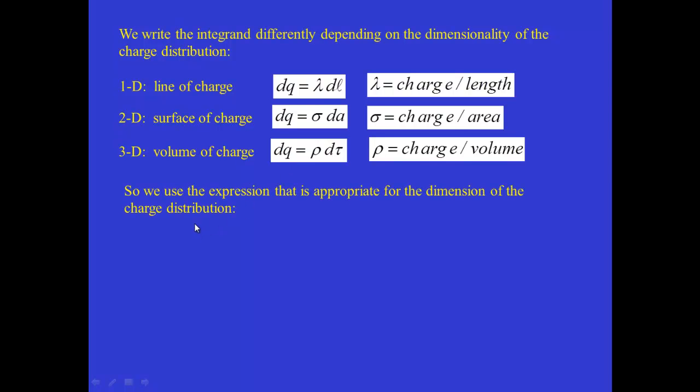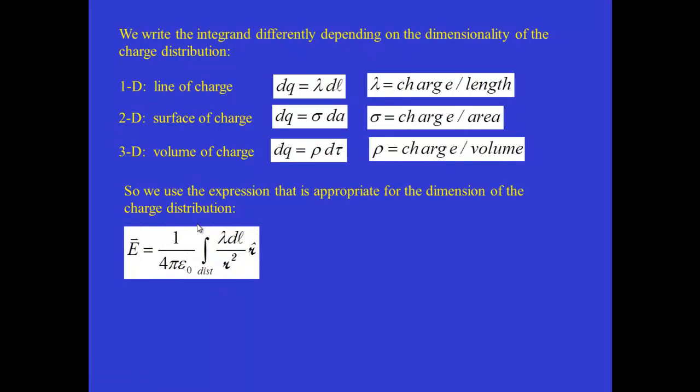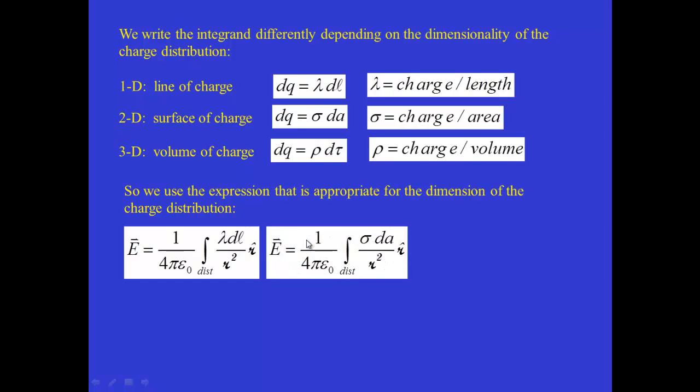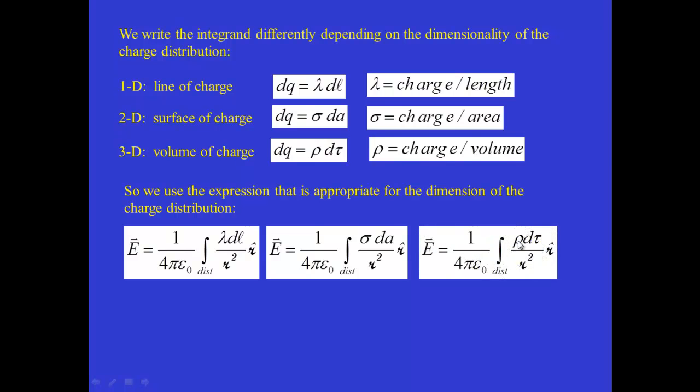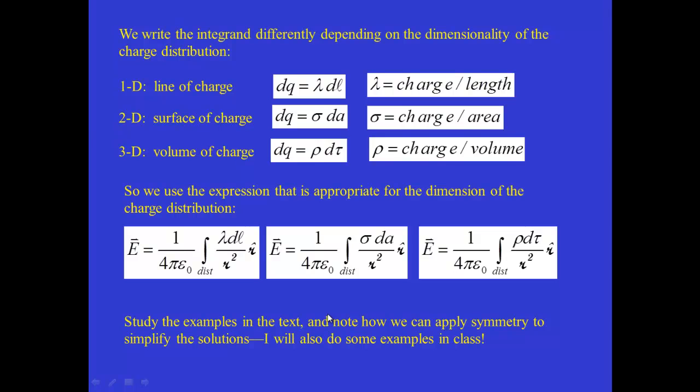For the one-dimensional case, we just get this expression here where dq has been replaced by lambda dl. For the surface, we have dq replaced by sigma dA, and for a volume of charge, we see the rho d tau term appearing in the integrand. So, these are the starting points for finding the electric field of continuous charge distributions in 1, 2, and 3 dimensions. Study the examples in the textbook as you read it.